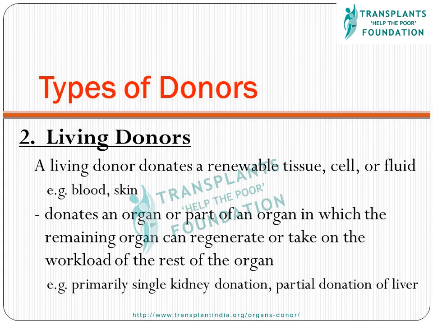Types of donors: 2. Living donors. A living donor donates a renewable tissue, cell, or fluid. For example blood, skin. Donates an organ or part of an organ in which the remaining organ can regenerate or take on the workload of the rest of the organ. For example, primarily single kidney donation, partial donation of liver.